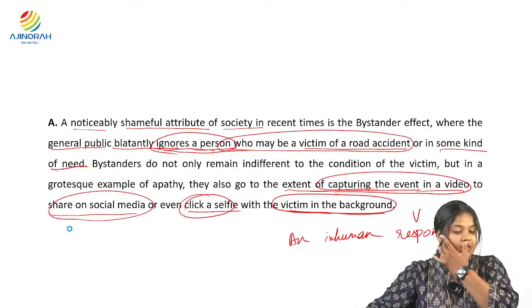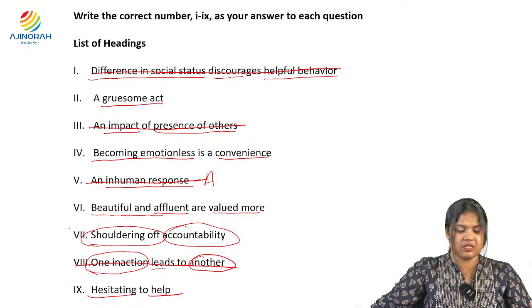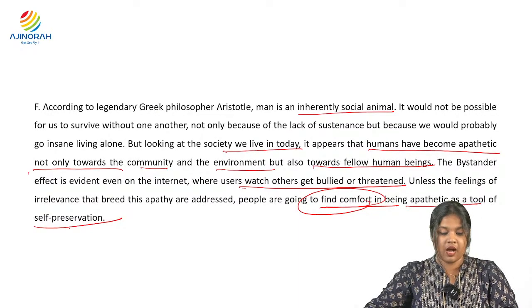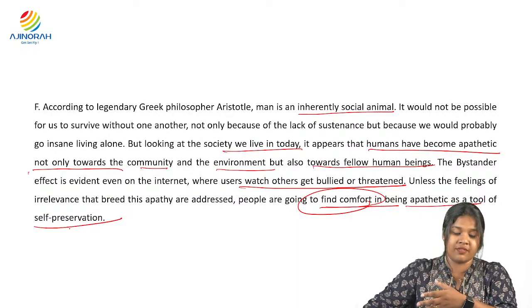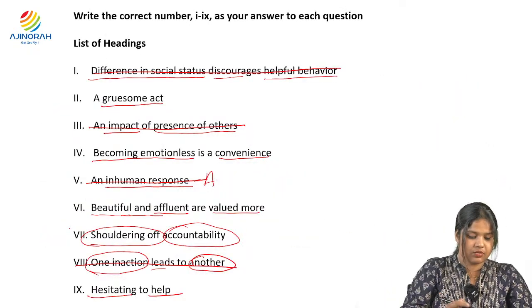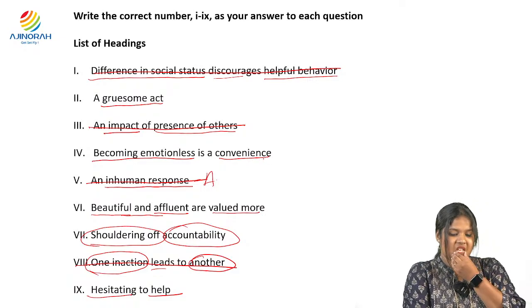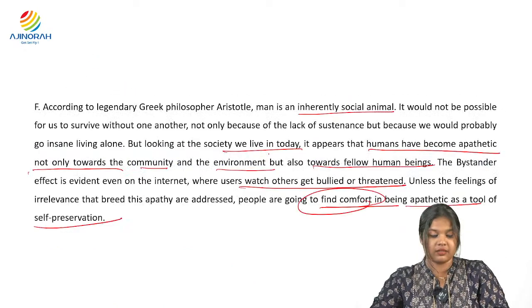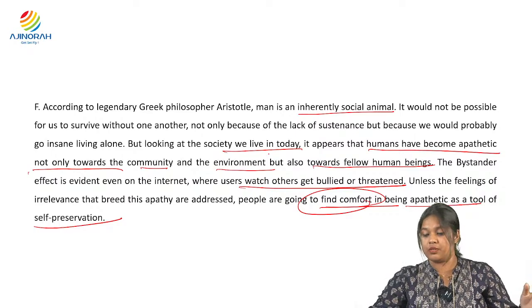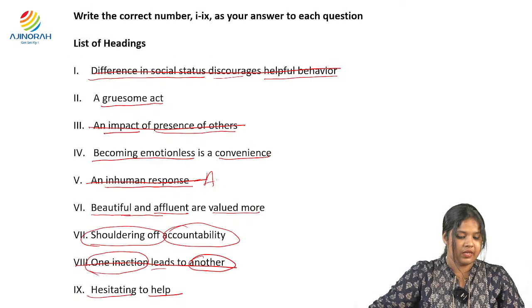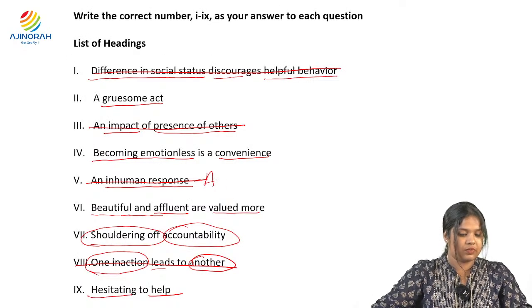Okay, we'll check the headings. A gruesome act. Is it talking about a gruesome act? No, it's talking about how humans have evolved, like they find comfort in being apathetic, right? So yes, becoming emotionless is a convenience. Is this the answer? Yes, they say that they are comfortable in being apathetic. They are comfortable to not sympathize. So the answer is, which one? Yeah, the 4th one.